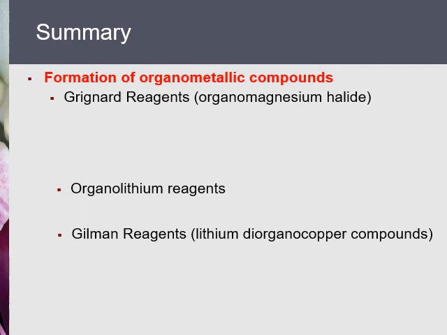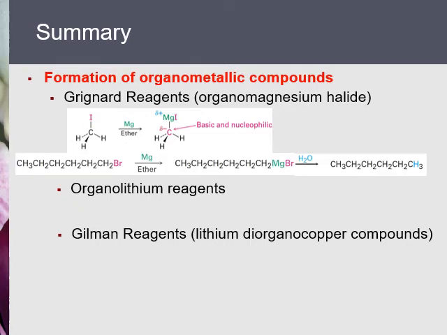In summary, one of the applications of alkyl halides is to make organometallic compounds. This includes Grignard reagent, organolithium reagent, Gilman reagents. If we mix alkyl halide with magnesium in ether solvent, a Grignard reagent is formed. Here's another example. Alkyl bromide, magnesium forms a Grignard reagent.